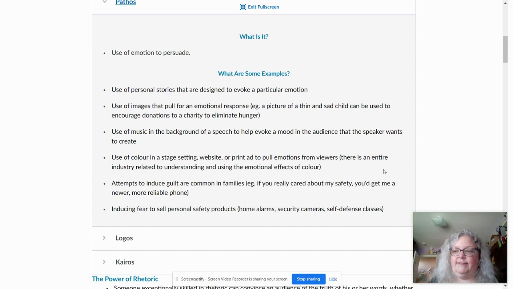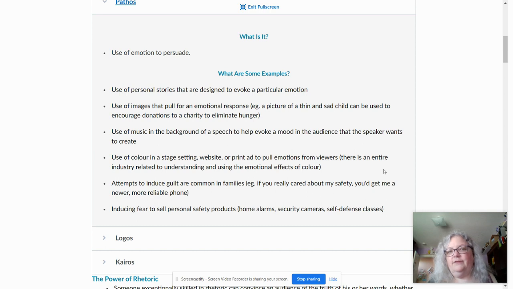And then one that is also sadly effective is inducing fear. So you'll see this in any kind of personal safety industry. You make people scared of burglars in their neighborhood so you can sell them a home alarm and security system. Make them scared that they're going to be mugged or physically attacked in some way, and then you can sell them self-defense classes.